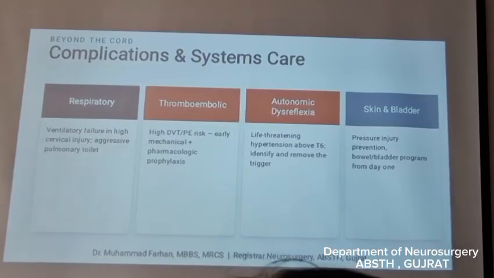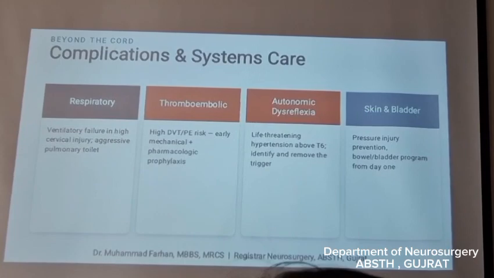As we have discussed, cervical spinal cord injury may need respiratory support, because involvement of the phrenic nerve and diaphragm can lead to decreased vital capacity and decreased respiratory effort of the patient. So cervical spinal cord injury patients should be monitored.